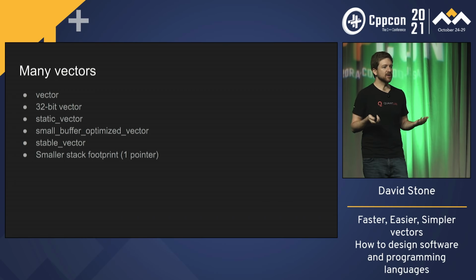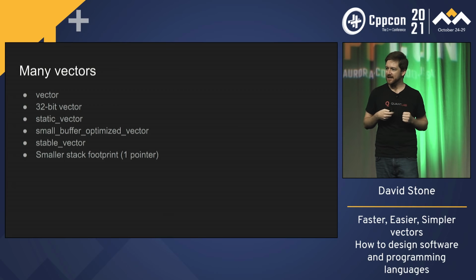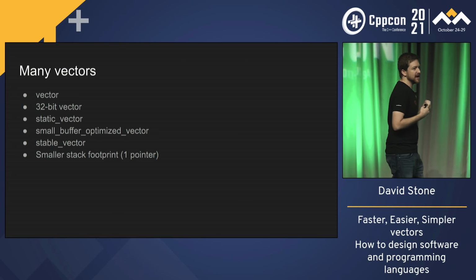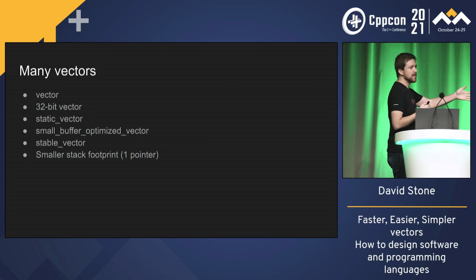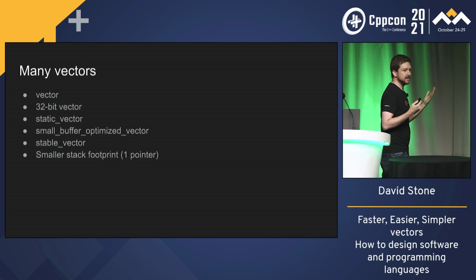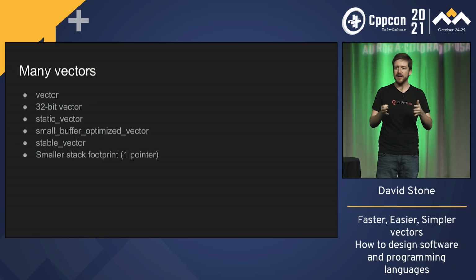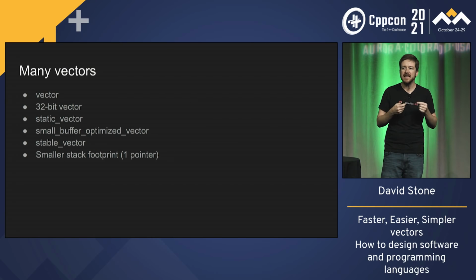So you can have a vector where you store the size and the capacity in the allocation, so the stack space of the vector is just a pointer. This is usually a losing performance trade-off because then you have to go to indirect memory to get to the size. That's a cost on every end of the vector. So iteration is slightly slower.